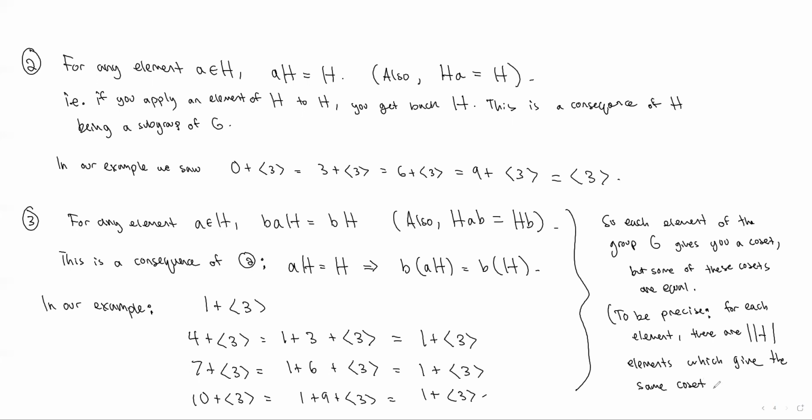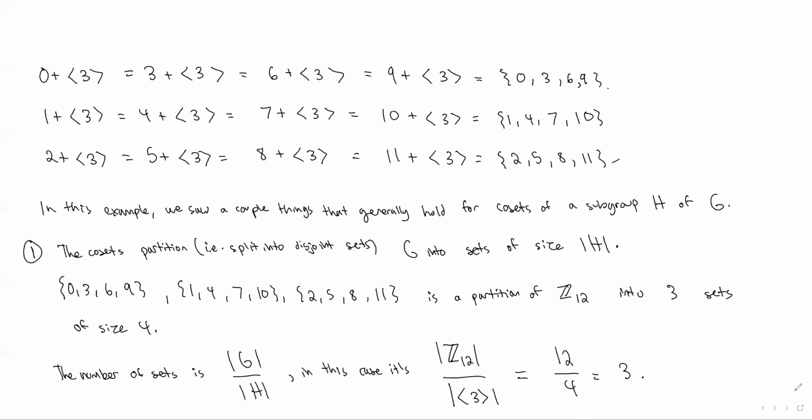Right, so for 1, it's 1, 4, 7, and 10 that all give the same coset. Because you could do 1, or you could do 1 plus 3, or 1 plus 6, or 1 plus 9, and they will all give you the same left coset. And the other way works too. For right cosets, it's HAB. So this generally holds for cosets, even in non-abelian groups.